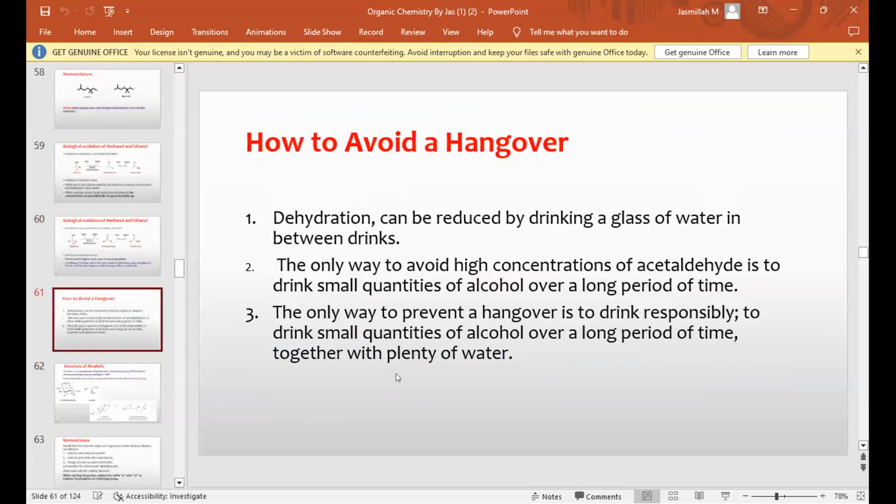So how do you avoid a hangover? Dehydration is what normally causes a very bad hangover, so make sure you drink water as you're drinking. You take a shot, you also drink water. Don't just take shots. The only other way to avoid it is to take low concentrations of alcohol, so that when the body is oxidizing the alcohol, there will be low amounts of acetaldehyde. And finally, drink responsibly. Drink in small quantities over a long time together with water.